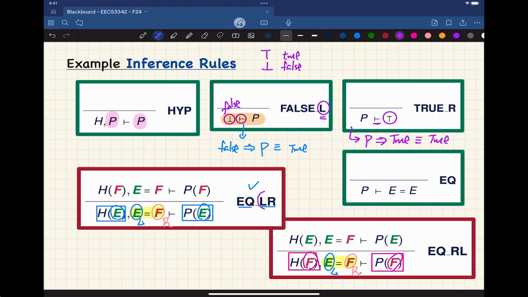So the way to understand this LR would be: replace every free occurrence of E by F. Right? So replacing E by F, we say it's LR. Replacing F by E, we say it's RL. Just remember the order really is important.